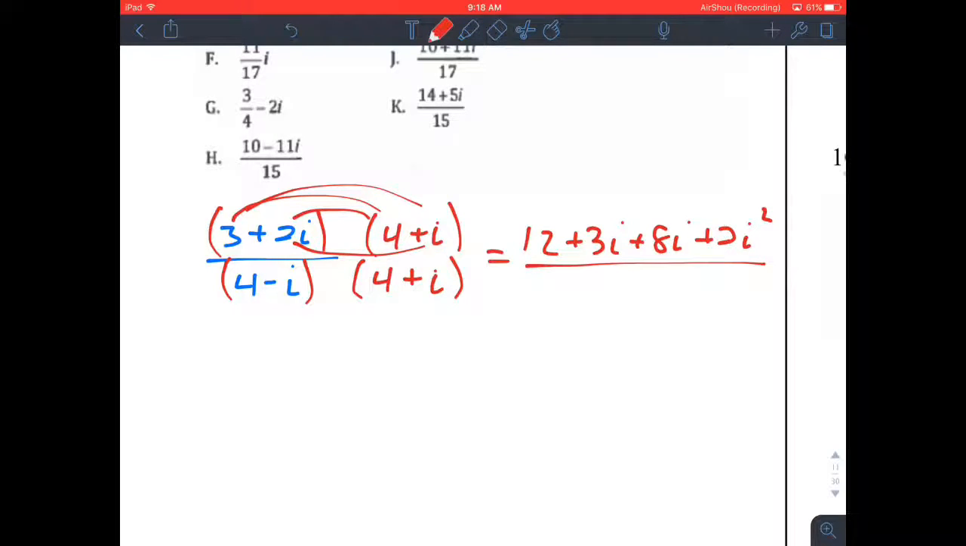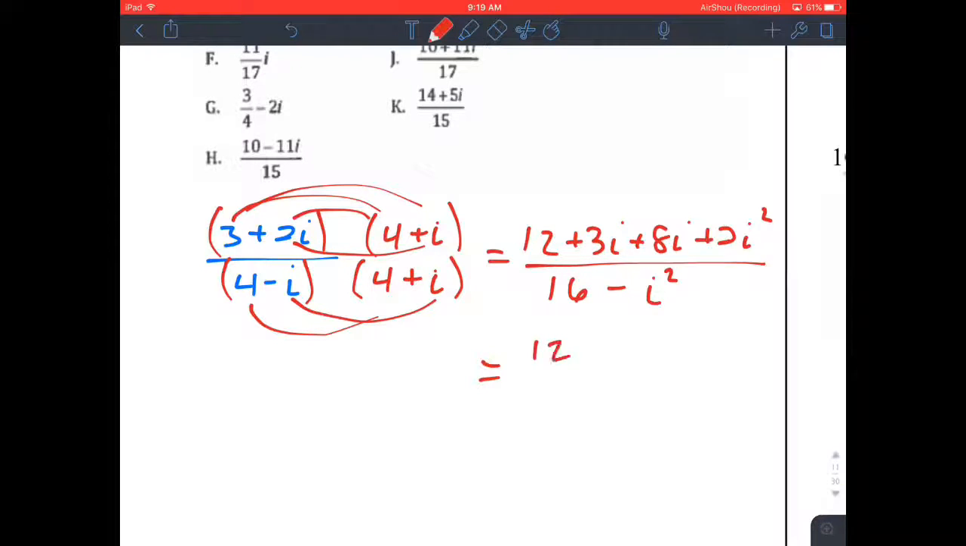Our denominator, anytime you multiply two conjugates, you get 4 terms, and the two middle terms always cancel. So you always end up with the first term squared, 4 times 4 is 16, and the last term of the binomial squared, and then you're subtracting those always. i times i is i squared. And it's a subtract, i times a plus i, so it would be a minus.